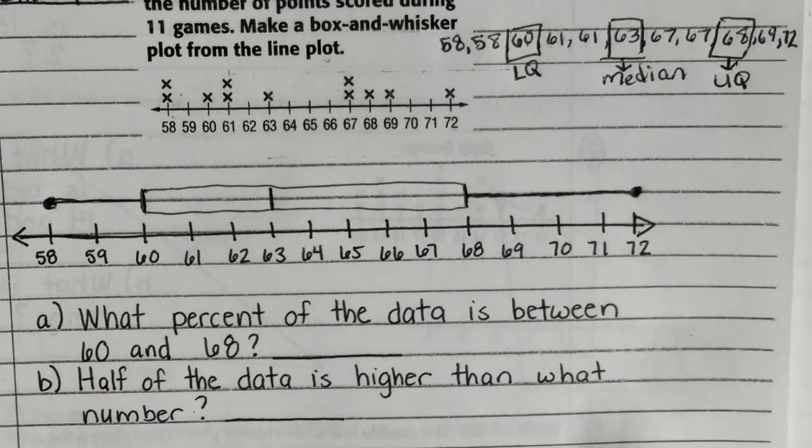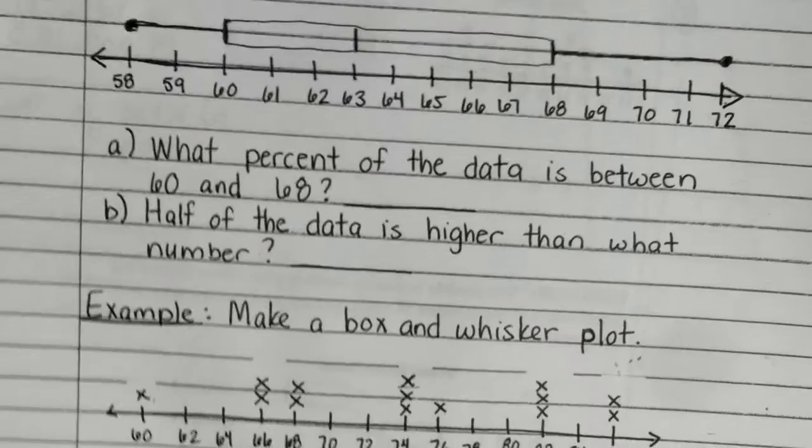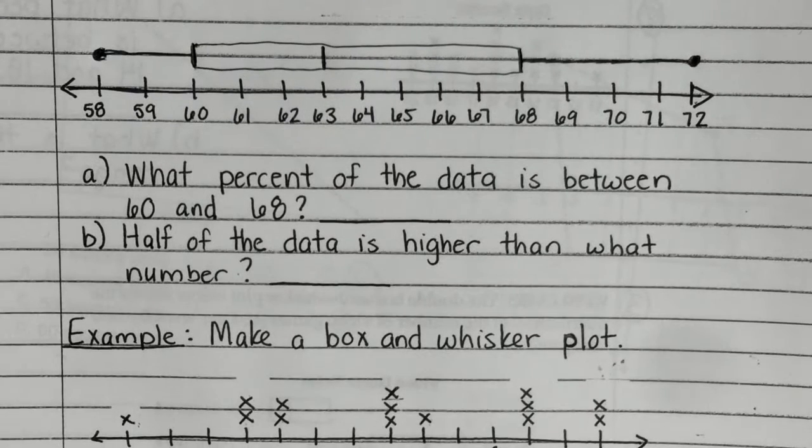Now, our job is not only to teach you how to create them, but how to read them. If you were only given that picture, that box and whisker, you've got to be able to tell me some stuff. Are you ready? Okay. So, what is the lowest number in your data set?